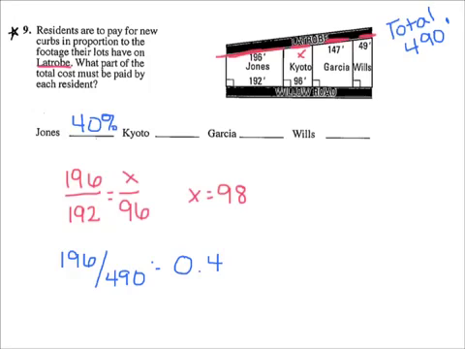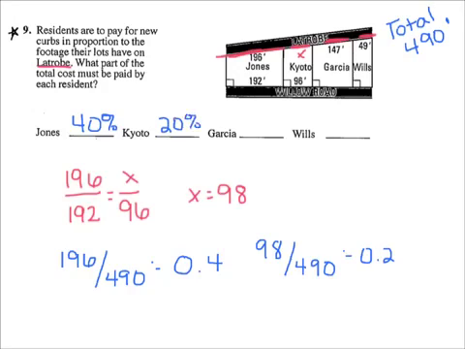Kyoto would be paying for 98 out of 490, which I believe is going to be 20%. Let me just double check that. Yep, comes out to 0.2, which is 20%.